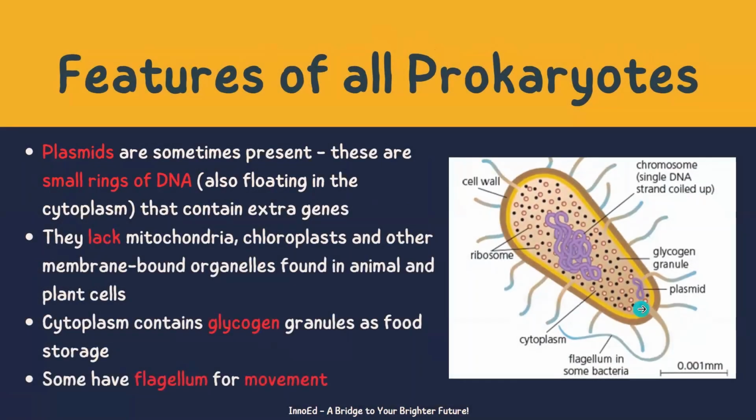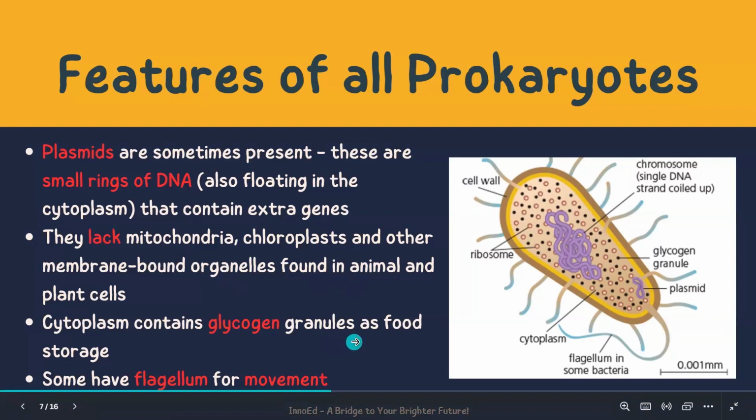They also contain plasmids, which contain extra genes for them. They lack mitochondria, chloroplast, and other membrane-bound organelles that are found in animal and plant cells. It contains glycogen granules as food storage in their cytoplasm. Some have flagellum for movement.